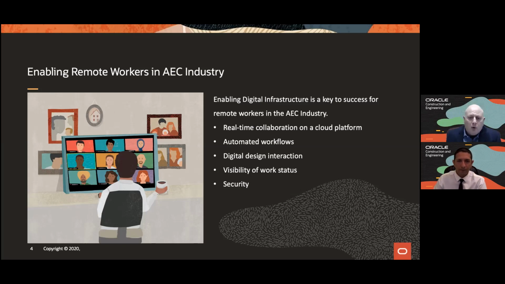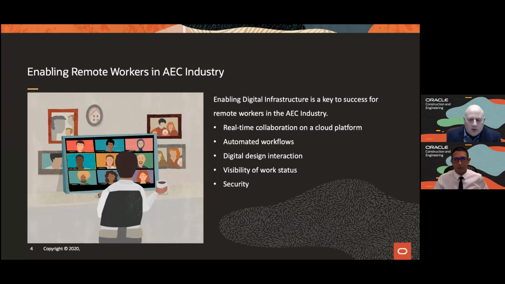Of course, very important for people not physically at the work site, it's important to have visibility of the work status. If I submitted a workflow to somebody to, for example, process a change order, I must be able to see in real time what is the status of that piece of work. Has that person already actioned it? Has it been passed on to the next level?